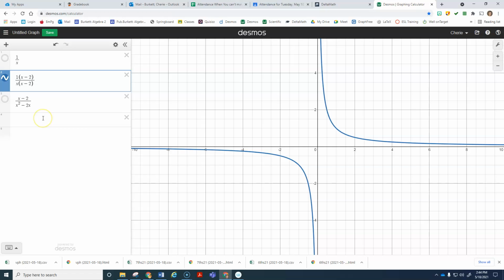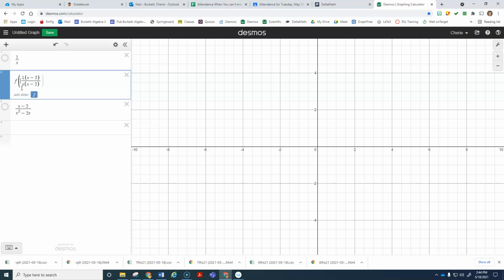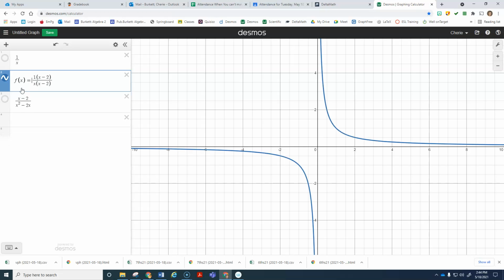So let me try something different. Let me call this f of x. And now let me see what the value of f of 2 is. What that tells me is that on that blue graph, f of 2 is undefined. And if I could get this to sketch over that at exactly 2, there it is. I managed to get it this time. So it's showing me that at 2, the blue graph is undefined.